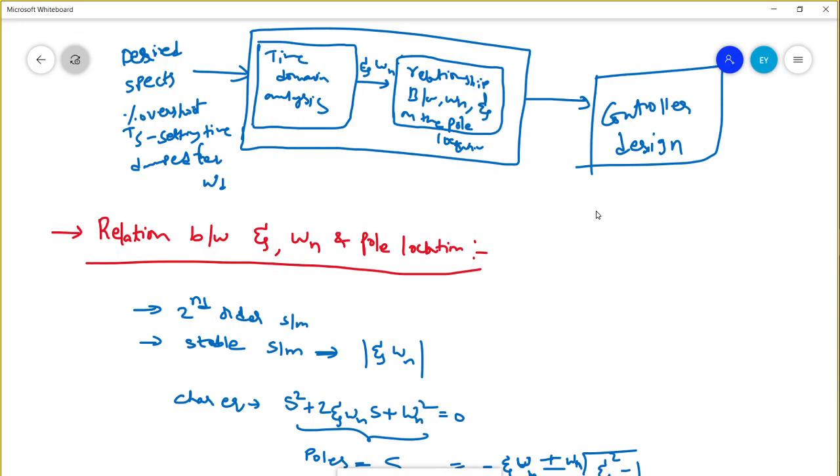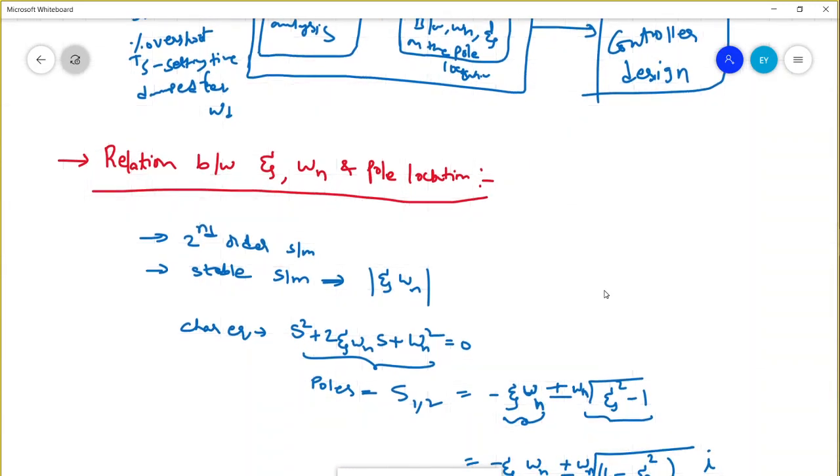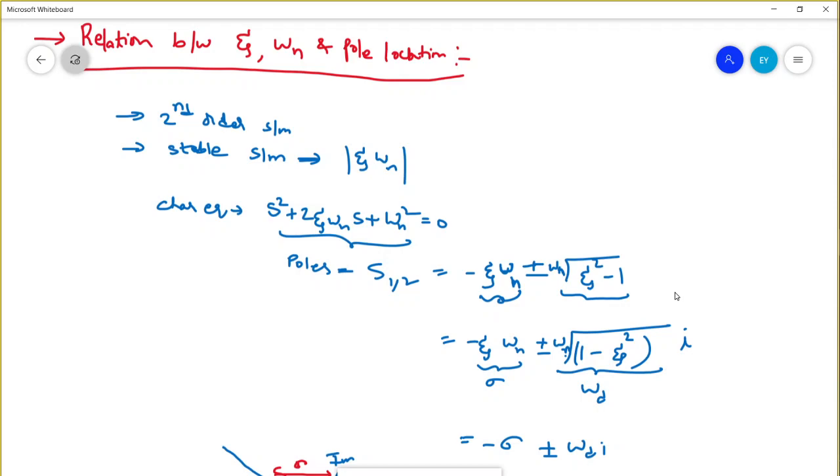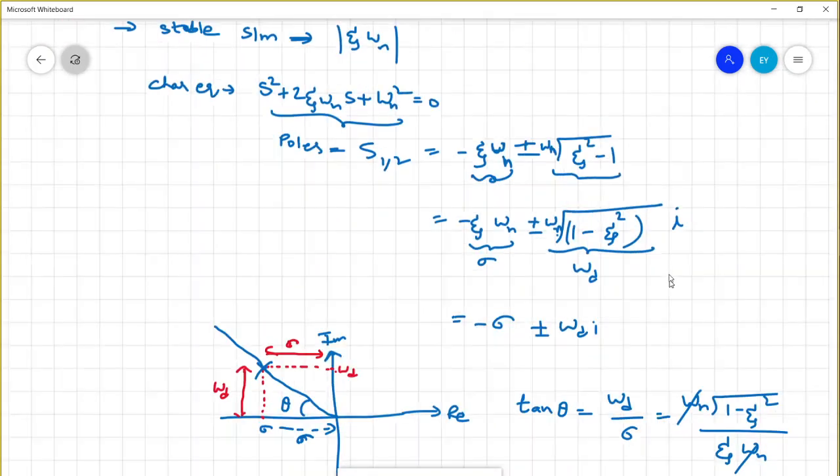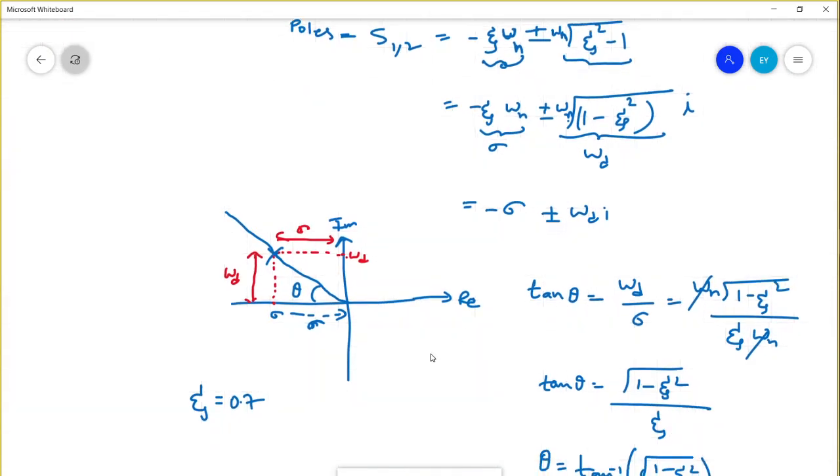In the previous class, we have seen the methodology to design a controller using the root locus method. We also formed the relationship of pole location with respect to different required specifications. The required specifications are zeta, omega n, percentage overshoot, settling time, natural frequency omega n, and damped natural frequency omega d. So we have seen the relationship of different parameters with respect to the pole location, and we have concluded that the pole location should be in a certain region.